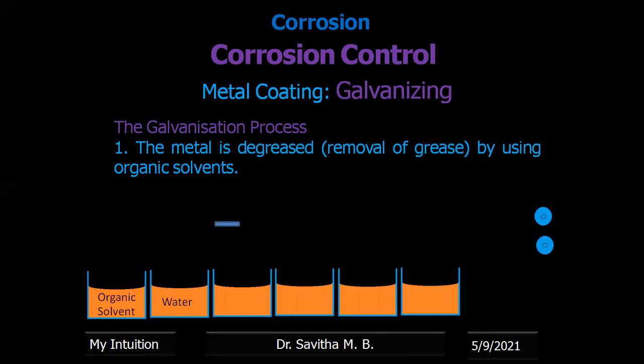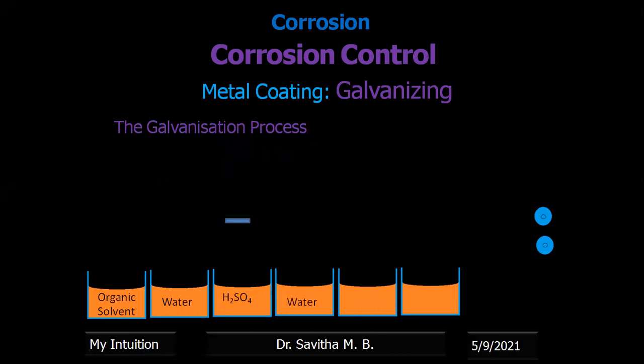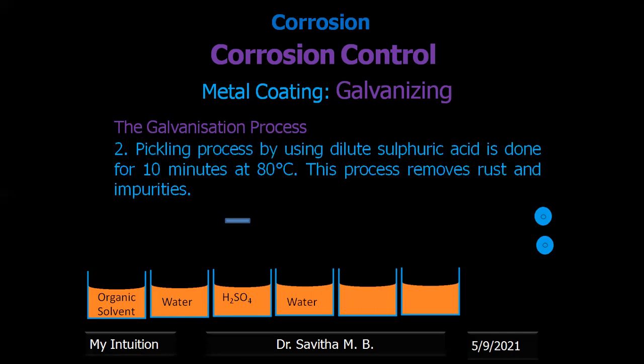The third is pre-existing rust. Now how to remove the pre-existing rust? That you can remove by dipping in sulfuric acid, right? So you have to take this cleaned article, you have to dip it in sulfuric acid for around 10 minutes, which is maintained at 80 degrees, and this process is called the pickling process, right? So now it is kept in sulfuric acid for around 10 to 15 minutes, and it is again taken out.